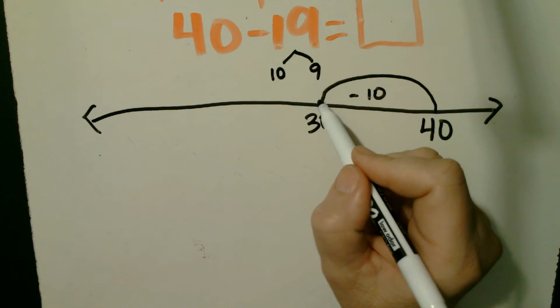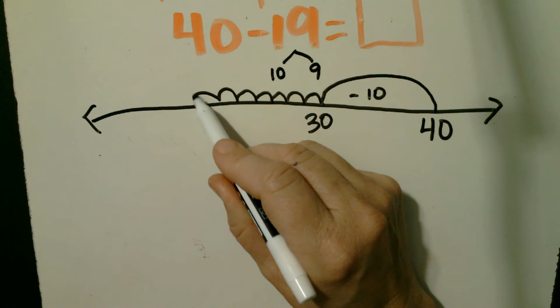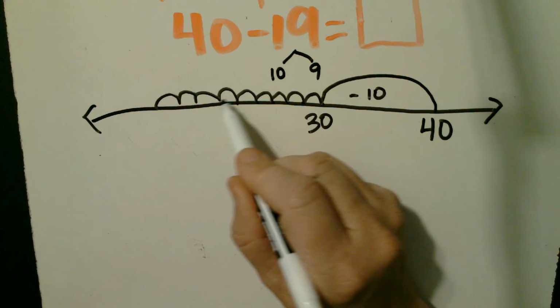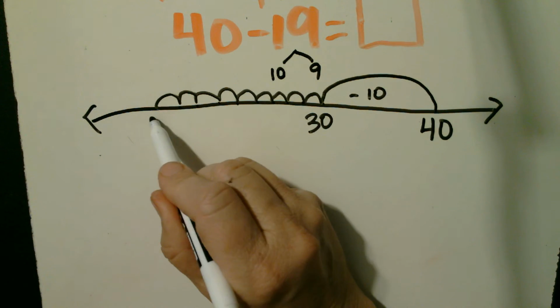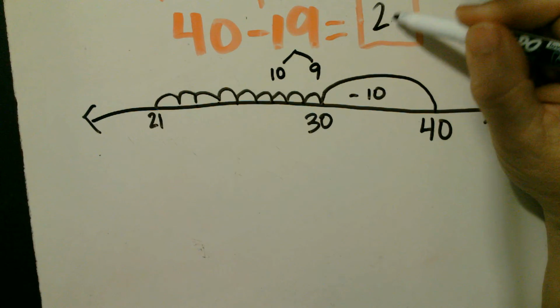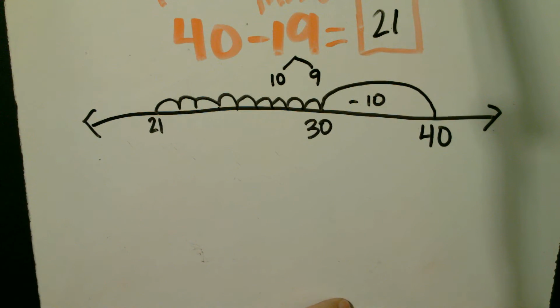Now I have to jump back 9. 1, 2, 3, 4, 5, 6, 7, 8, 9. 30, 29, 28, 27, 26, 25, 24, 23, 22, 21. I still had to count a lot of ones, but not as many. So I got 21. I'm going to double check that answer with some of my other strategies.